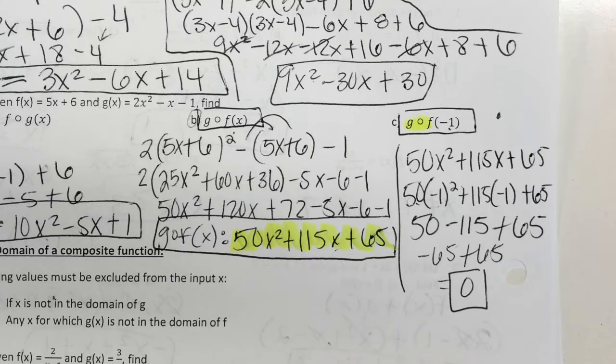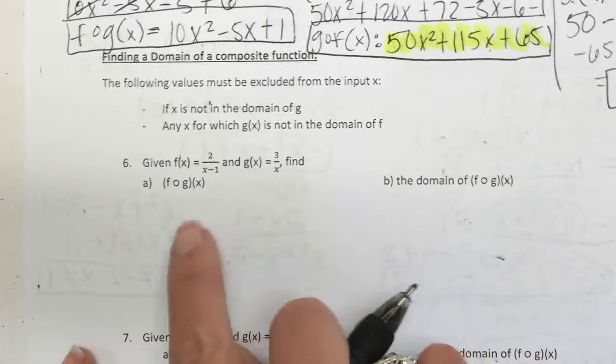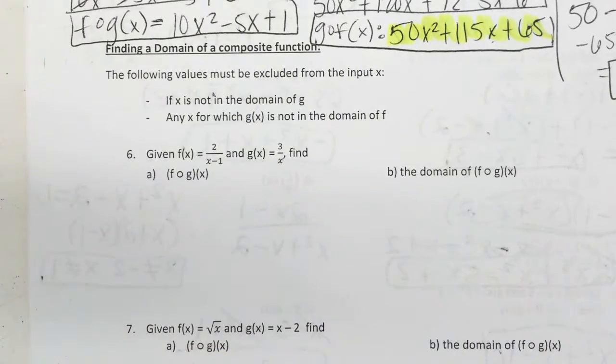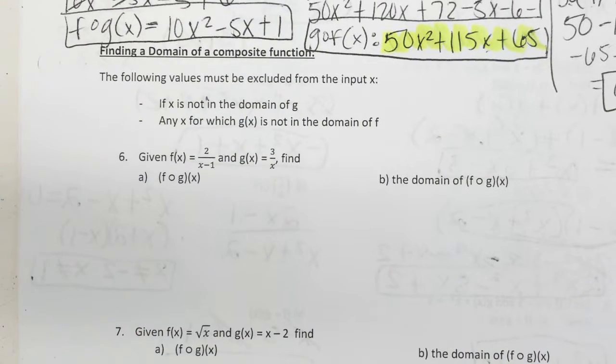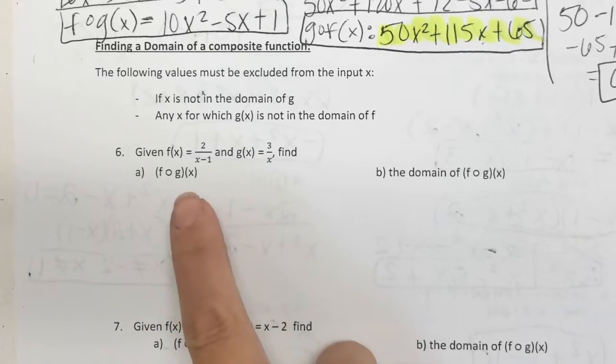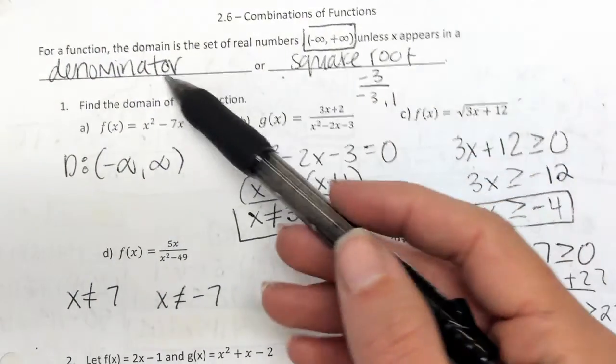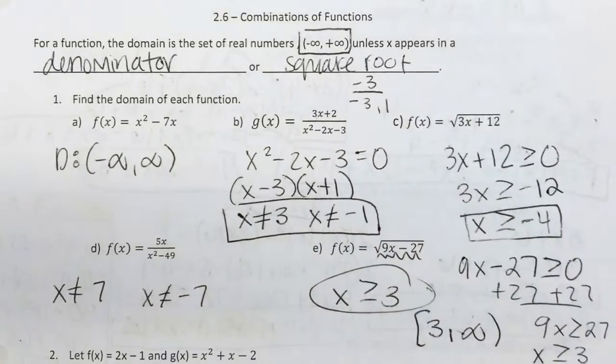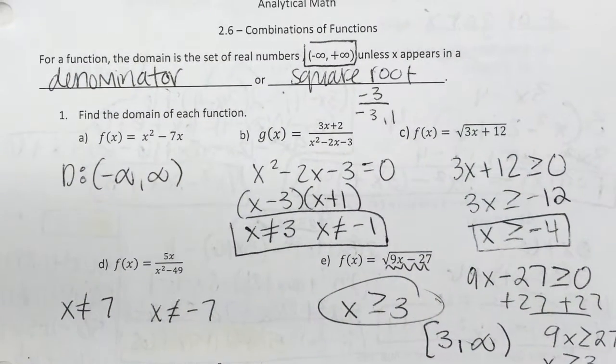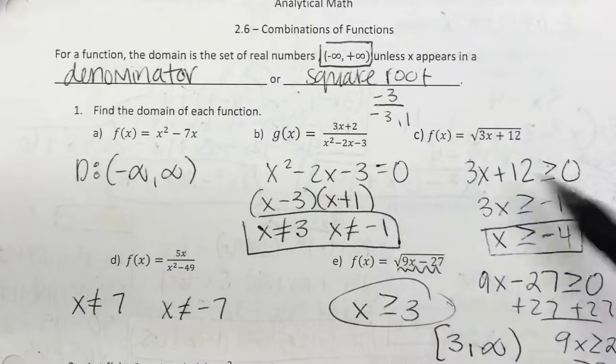Alright, moving on. So now we're going to practice the same thing, composing functions. The only difference is I want us, after we find F of G of X, to find the domain. And that was what we were doing yesterday. So the domain is always going to be negative infinity to positive infinity unless x is in the denominator or square root. Then we'll have to check and see what x cannot be. Okay, so flipping it back over.